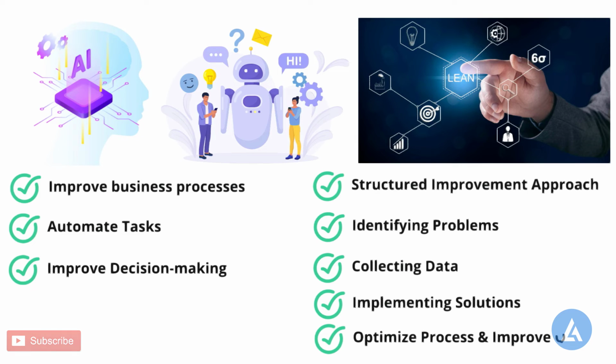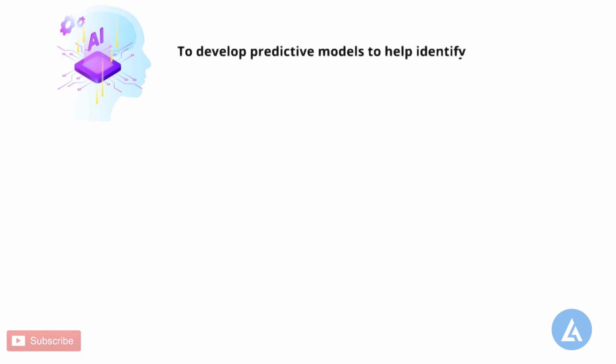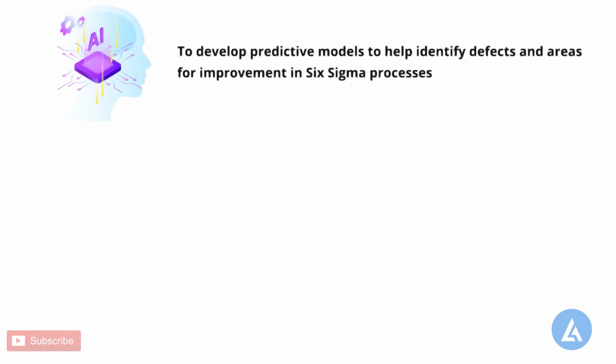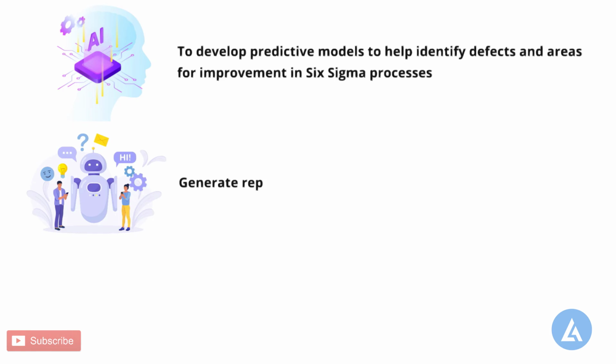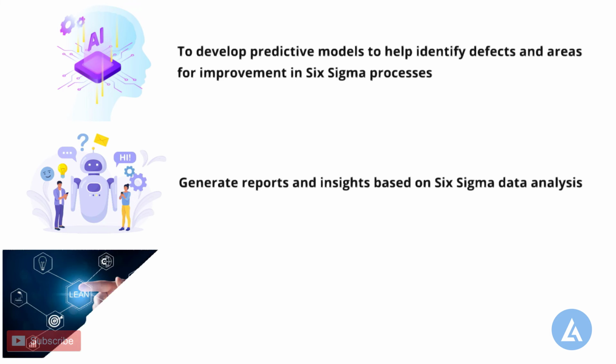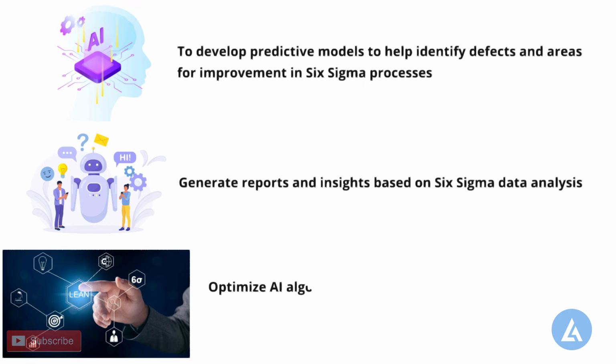and improving quality. Although these three topics are distinct, they can be aligned together in various ways. For example, artificial intelligence can be used to develop predictive models to help identify defects and areas of improvement in Six Sigma processes. ChatGPT can generate reports and insights based on the Six Sigma data analysis, and Six Sigma can optimize AI algorithms and improve their performance.